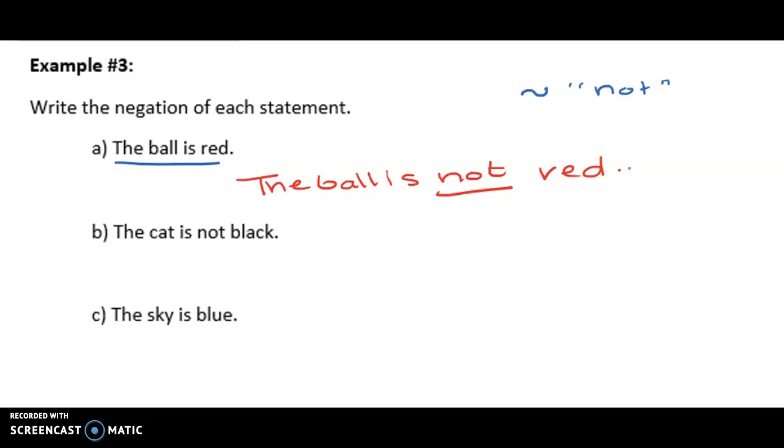All right, so the cat is not black. What happens if that is a false statement? Well, that would just be the cat is black. Would that be the opposite of the cat is not black? Or you can think of it as the cat is not black. That's kind of complicated though. Makes my brain hurt thinking about it.